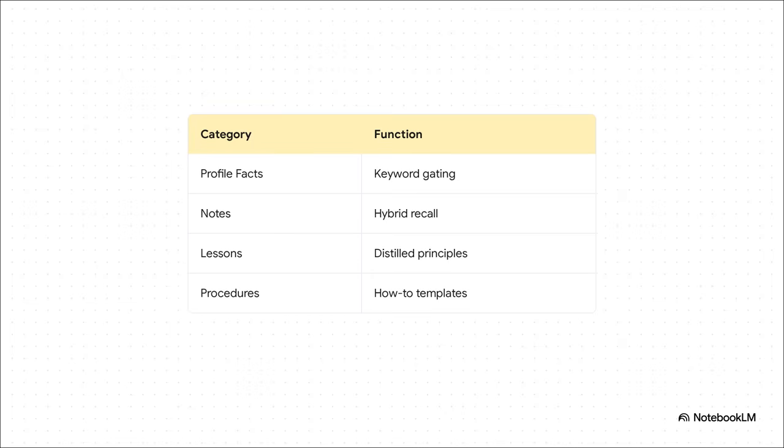The memory is cleverly separated into different categories. Profile facts and searchable notes give it immediate context, sure, but the way it learns is fascinating. Lessons will actually distill your past interactions into core principles, while procedures store how-to templates for familiar work. It builds up this robust SQL-like database, but the prompt only ever sees compact pointers. It calls up the full text only when it strictly needs it to complete a task.